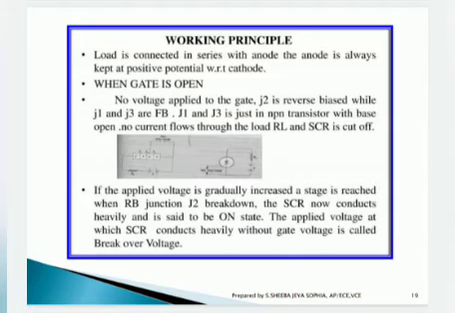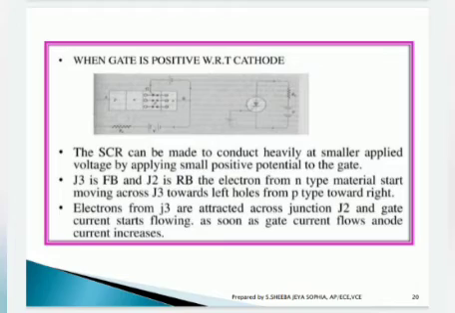and the SCR now conducts heavily and is said to be in the on state. The applied voltage at which the SCR conducts heavily without gate voltage is said to be the breakover voltage. When the gate is positive with respect to the cathode, the SCR can be made to conduct heavily at a smaller applied voltage by applying a small positive potential to the gate. J3 is forward biased and J2 is reverse biased.